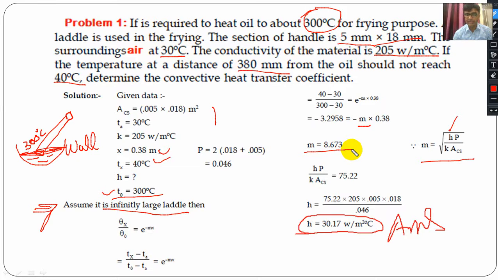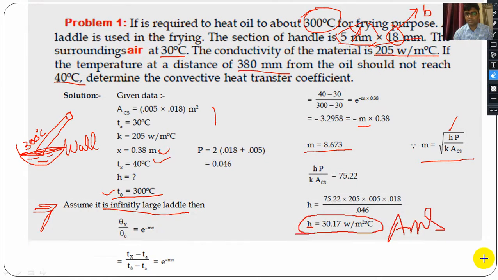So once you have the m value, you just put it over there, and only h is unknown for you. So you just evaluate the h value. The parameter, this is 2b plus 2y. Clear? So definitely which one is b and which one is y is important again. If you observe this particular one, this is considered as y, and this 18 is considered as the width. This is the b. Clear? So this is the thickness and this one is the width of the fin. Okay, so this is one of the problems.